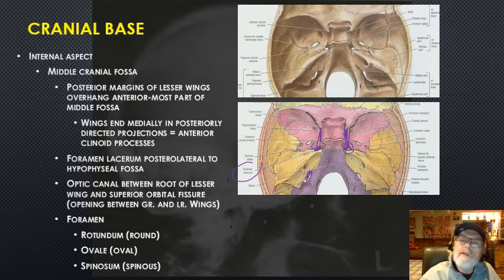Okay. Here the optic canal would be right there, and right there, optic canal, we see that right there. Here's the greater wing of the sphenoid, greater wing of the sphenoid. There are a number of other foramen in here.